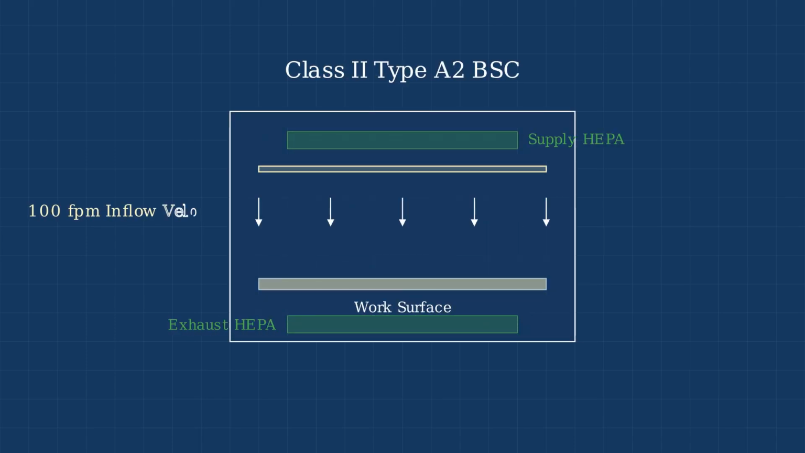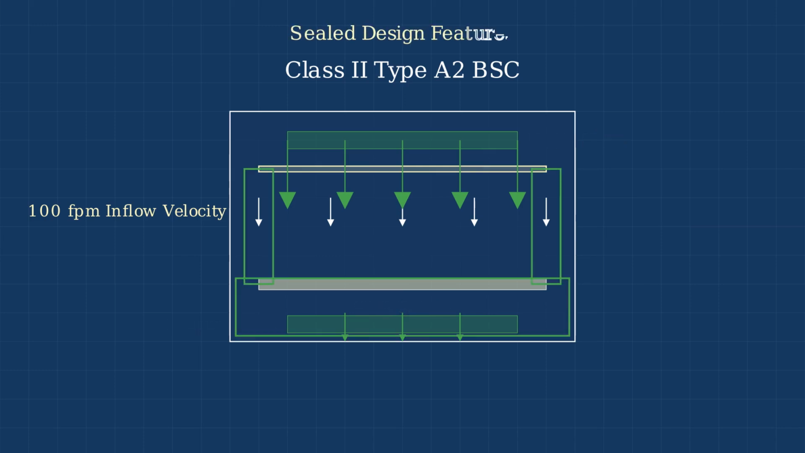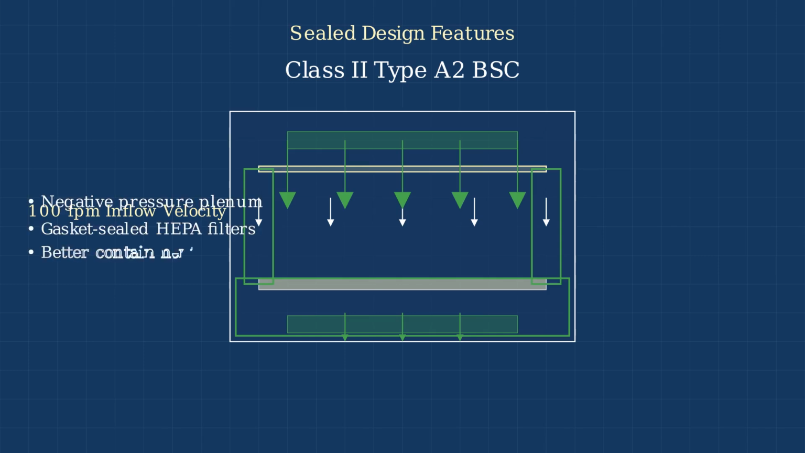Class 2 Type A2 biosafety cabinets feature significant improvements over the A1 models. They operate with an increased inflow velocity of 100 feet per minute, providing better containment of potentially hazardous materials. The A2 model features a sealed design with a negative pressure plenum surrounding contaminated positive pressure plenum areas.